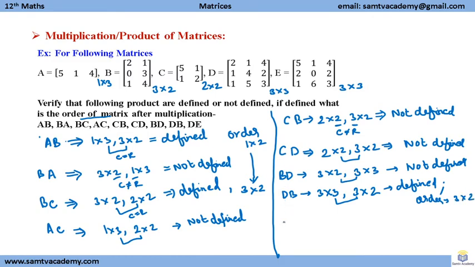Next, the last example is DE. Here D is 3 by 3 and E is also 3 by 3. So here column is equal to row, so it is defined and its order will be 3 by 3. Okay, next we'll take the next example.